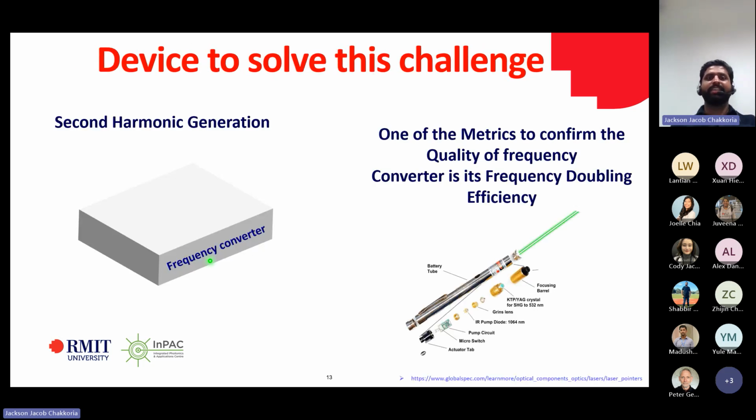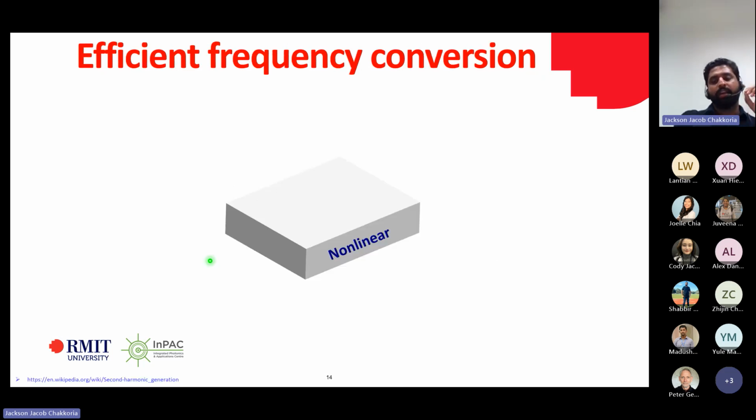Not all through our life, at least in the later part as a PhD student, we might have used this. So if I have to make this efficient frequency conversion, there are certain conditions that have to be achieved. One is a phase matching condition.